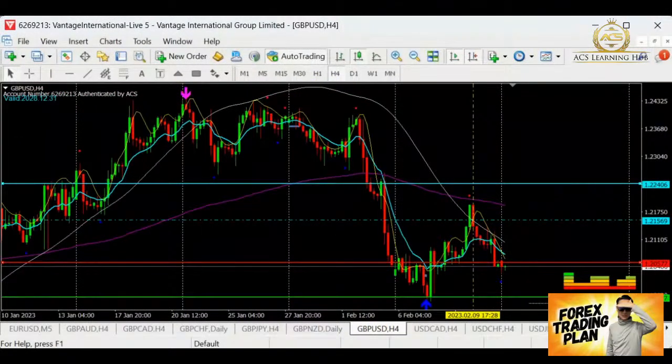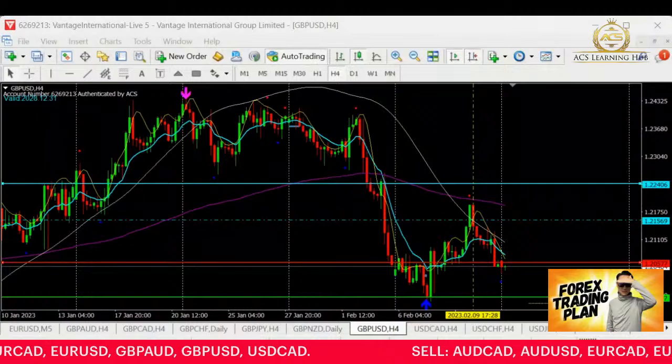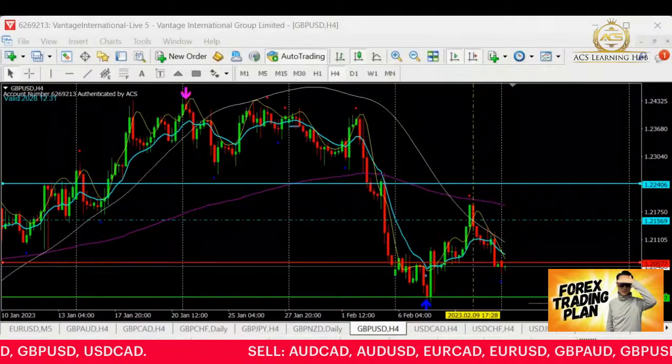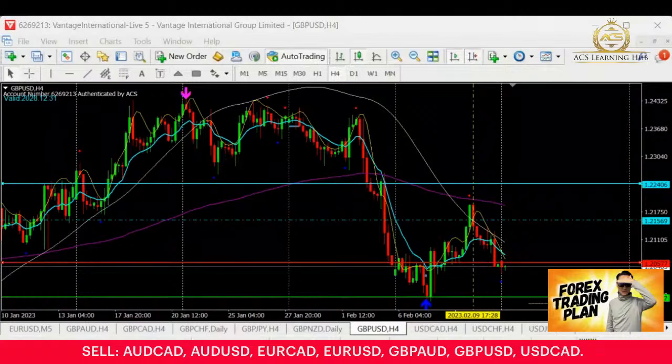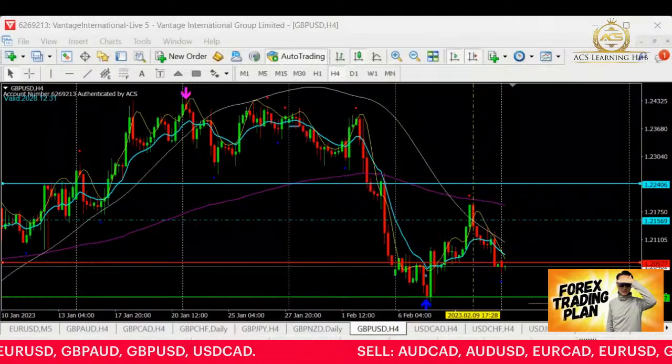Let me flash it out. What are we going to focus on today? So that later on we will know what to do so that we can focus better. Over here, we're going to sell the Aussie CAD, Aussie dollar, Euro CAD, Euro dollar, pound Aussie, pound dollar, and dollar CAD. So these are all the currency pairs that I'm going to look out for.